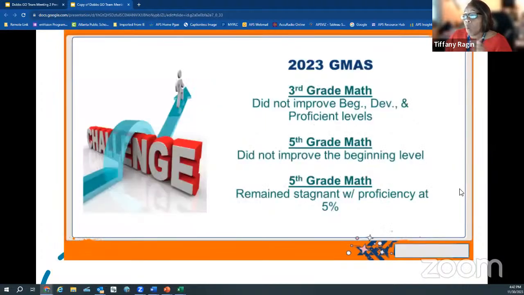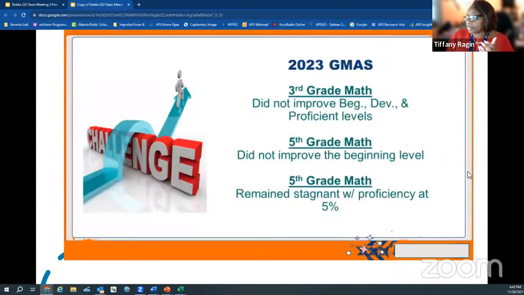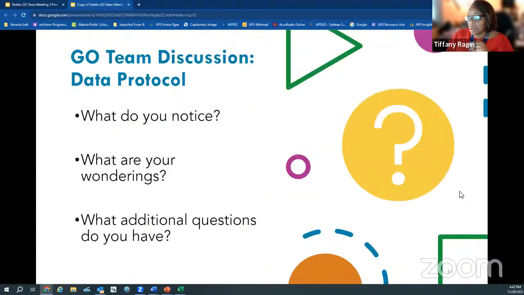The areas that we are working on currently this year, we're really working on everything, but the areas we're trying to make sure of are third grade math, making sure that we improve with all of the levels in math, and fifth grade math, because they didn't improve in the beginning level, and the fifth grade math also stayed stagnant. They had 5%, I'm sorry. So this is what our focal points are, but we are still working on everything as well.